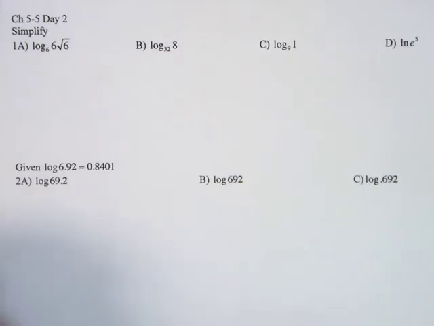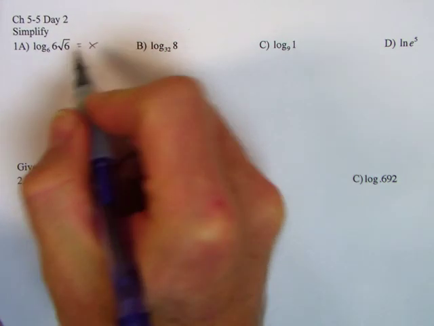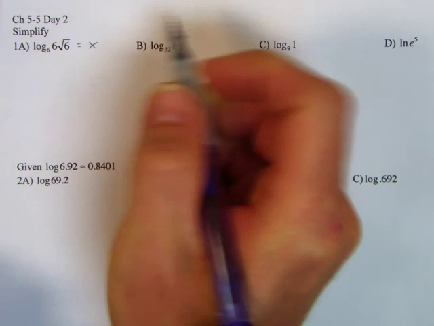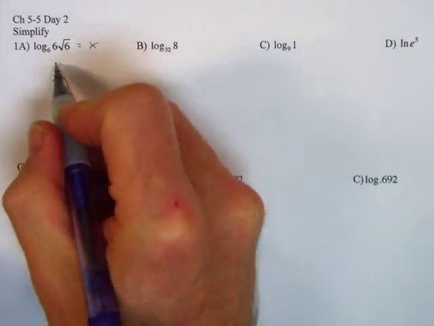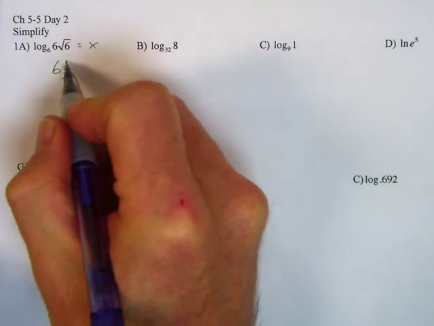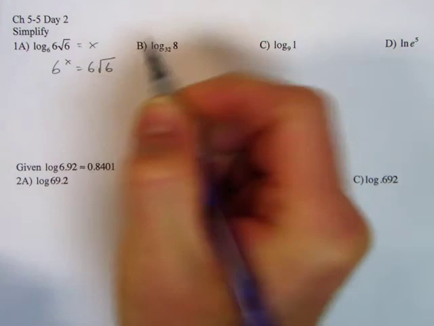Simplify these expressions. So we're going to take this, set it equal to x. This is just a review problem. We have the log base 6. So the base of our log becomes the base of our exponential. So it's 6 to the, what is a log? A log is an exponent. 6 to the x equals 6 root 6.